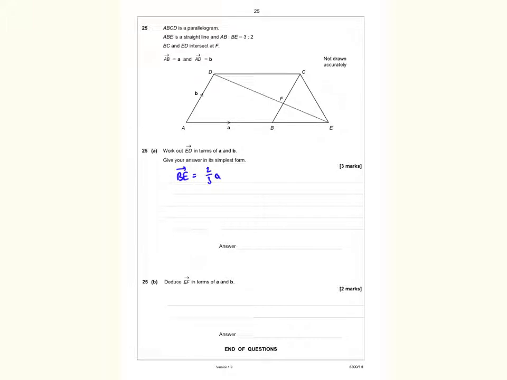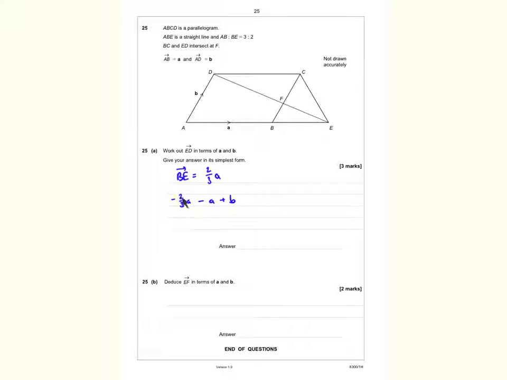Now, what I need to do is think about going in this direction. So I need to have the negative of that here. I need to have a negative a and I need to add b. Okay, so we're going to say take away 2/3 a, take away a, and add b. Okay, so that's your second mark. And the third mark would be to simplify all of this.